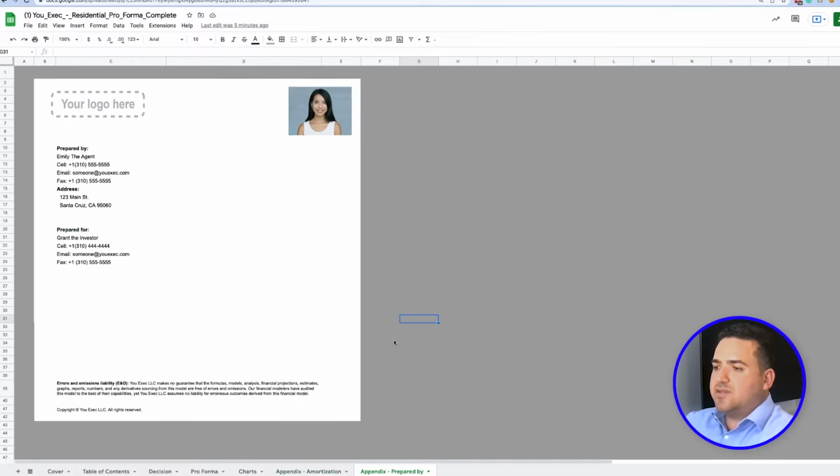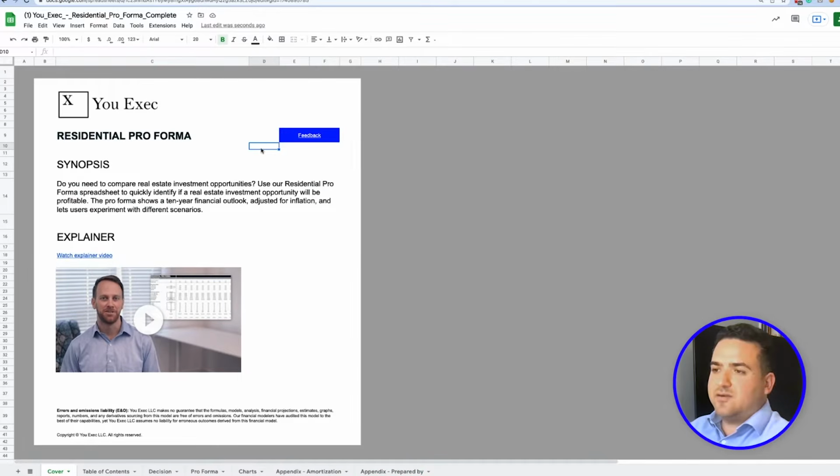If you're creating this analysis for a client, we've put together this appendix prepared-by sheet where you can enter your contact details, your logo, and your photo so that your clients will know how to contact you. Now let's get started and let me show you how you can use this spreadsheet.